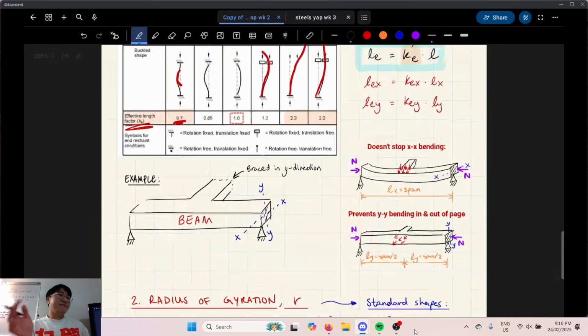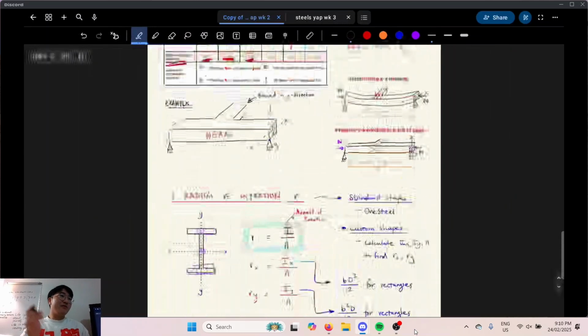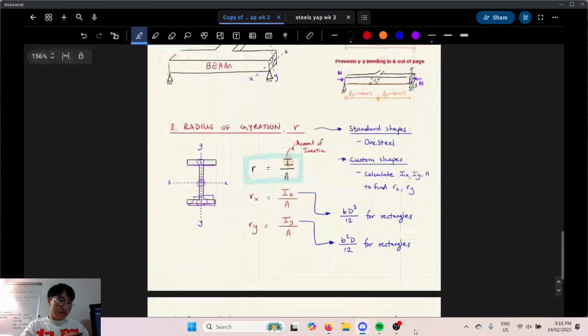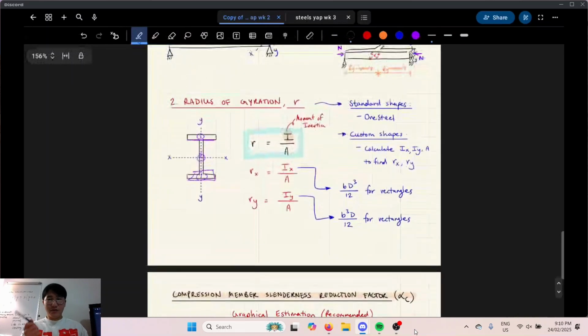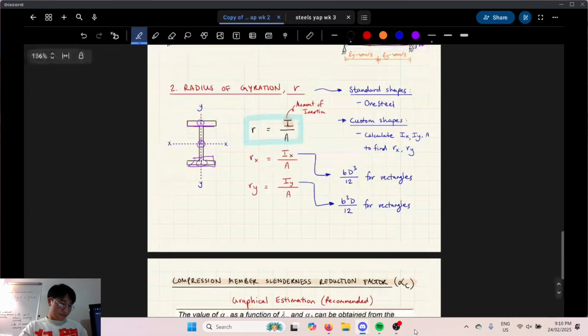So, that only really starts to matter when you look into frame systems and things like that. It's fine for a lot of the simple questions, right? Radius of gyration, we talked about that a little bit. It's basically just a matter of finding your IX, IY, and dividing by A to find it. Okay.